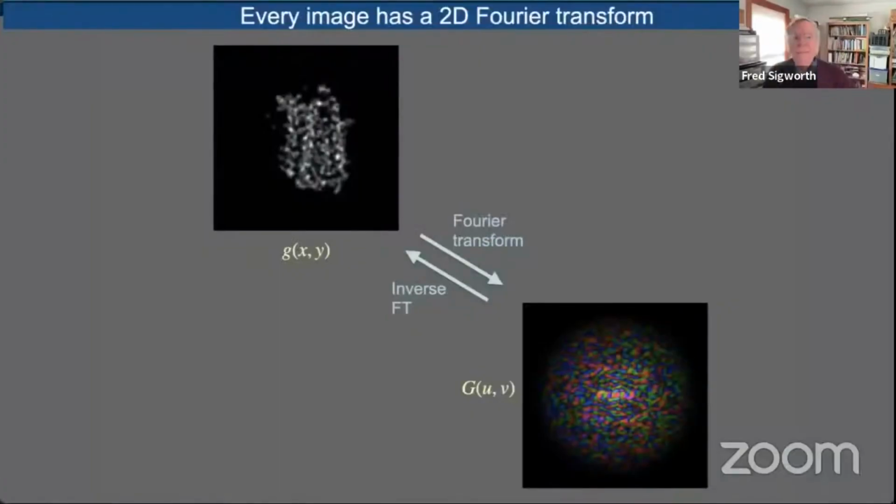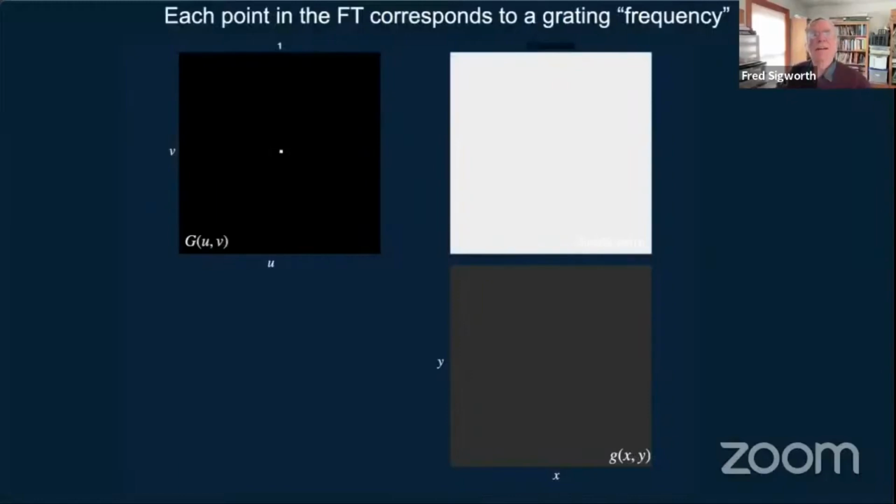Okay, so the Fourier transform is a way of taking any two-dimensional field, any two-dimensional array of pixel values, and convert it into another two-dimensional array of pixel values that doesn't look at all the same. And the inverse Fourier transform will take you back. And any reasonable image has a Fourier transform. And here's kind of what it looks like. Each point in this Fourier transform plane corresponds to the frequency of a grating. And what we're going to do is make gratings at different frequencies, and we're going to add them up in this panel.